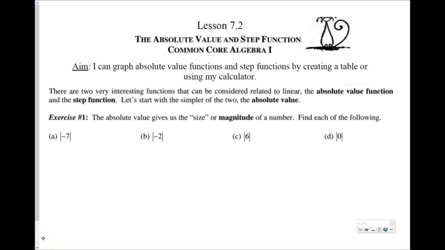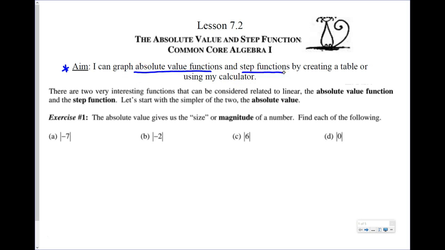Alright, this is lesson 7.2, talking about absolute value and step functions. Last lesson we talked about vertical and horizontal lines and how we graph those. Now we're going to talk about how we graph absolute value and step functions. Those are your two main focuses today in this lesson: absolute value functions and step functions. So let's take a look.